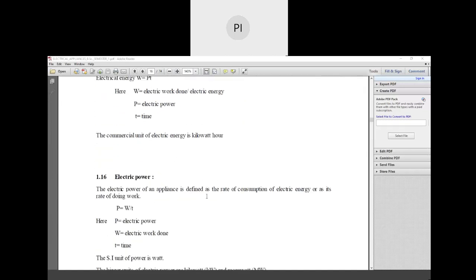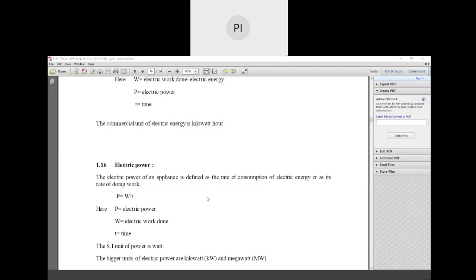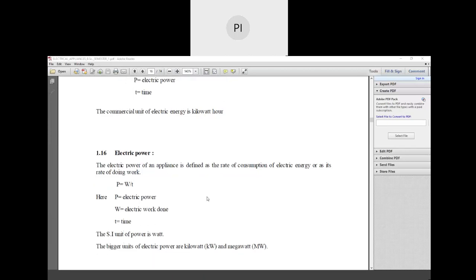Electric power. Electric power of an appliance is defined as the rate of consumption of electrical energy or its rate of doing work. You know that power is equal to work done by time. Here the work done is lifting a charge from one place to another place, divided by time, which is called power. The SI unit of power is watt. The bigger unit of electric power is kilowatt or megawatt.